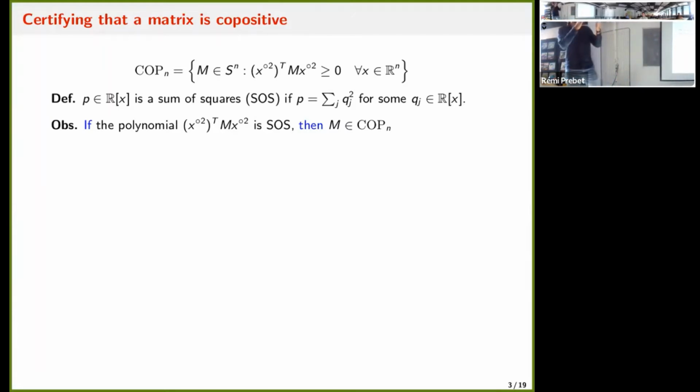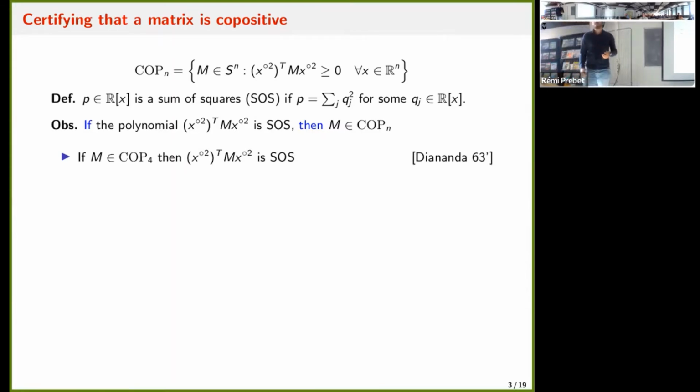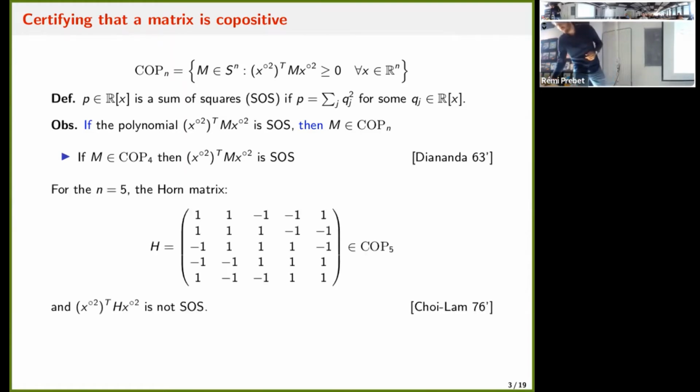Then we ask the question: does every copositive matrix give a sum of squares as an associated polynomial? This is true for matrices up to size 4. If you have a copositive matrix of size 4, then the associated polynomial is a sum of squares. But this does not happen for n equal to 5, because, for example, the Horn matrix is a copositive matrix for which the associated polynomial is not a sum of squares.